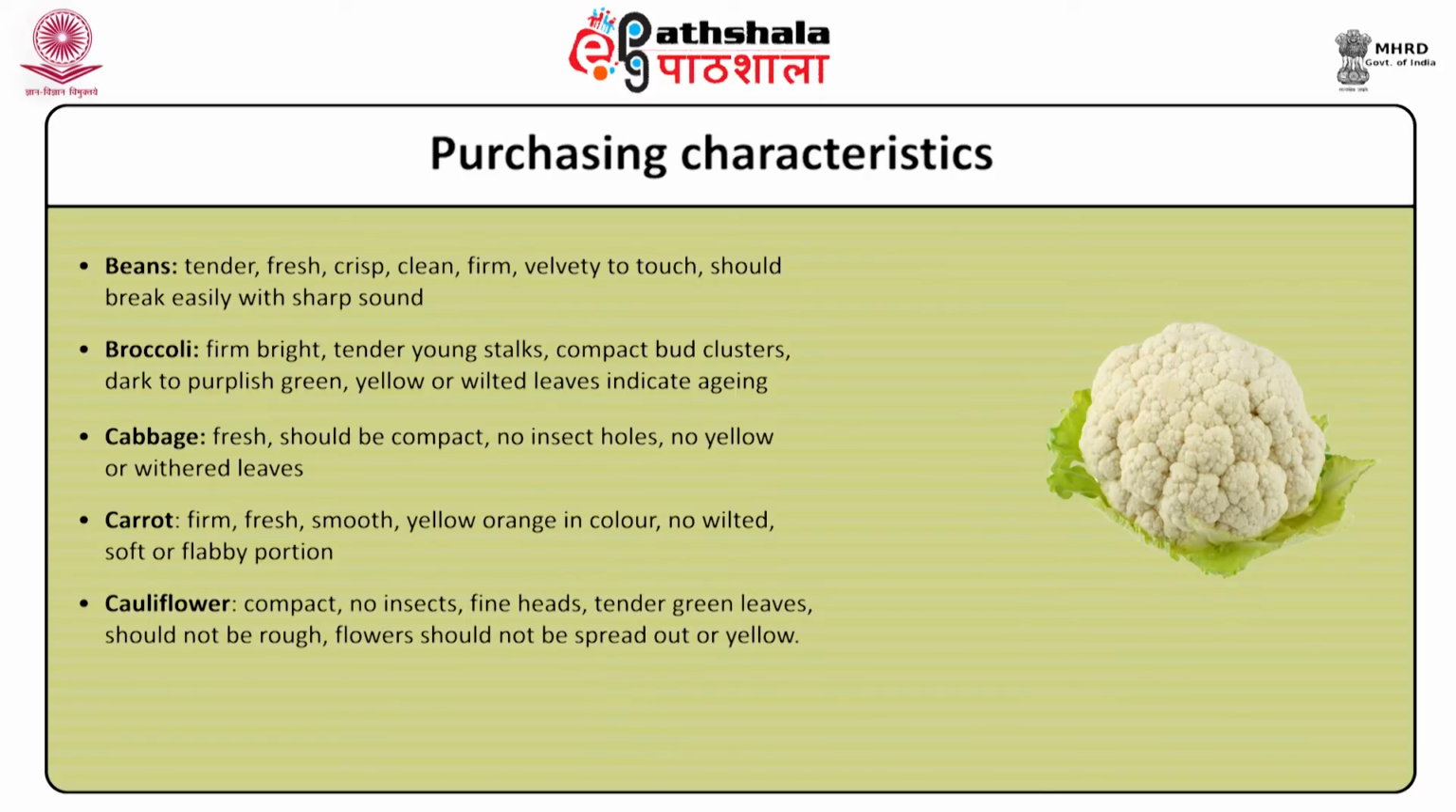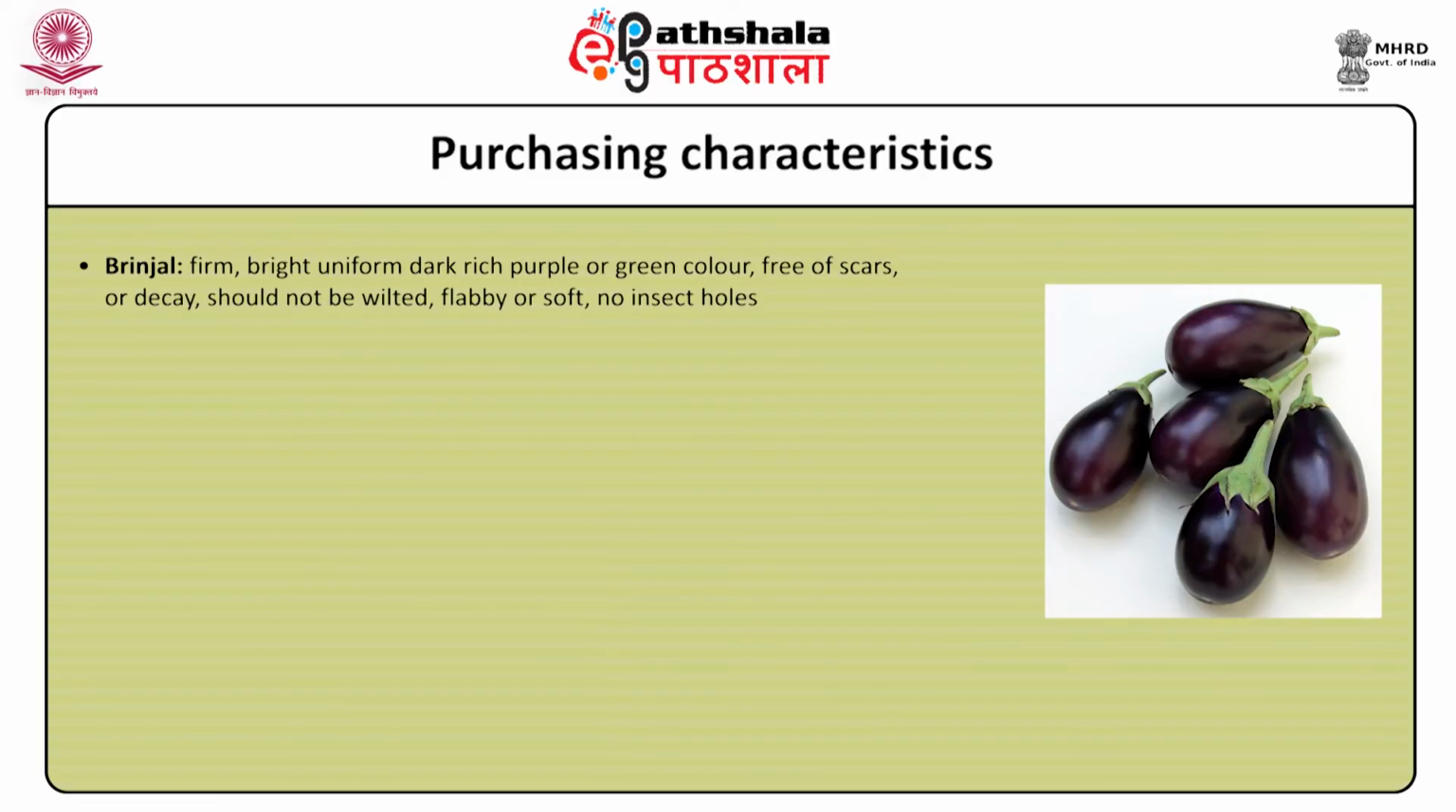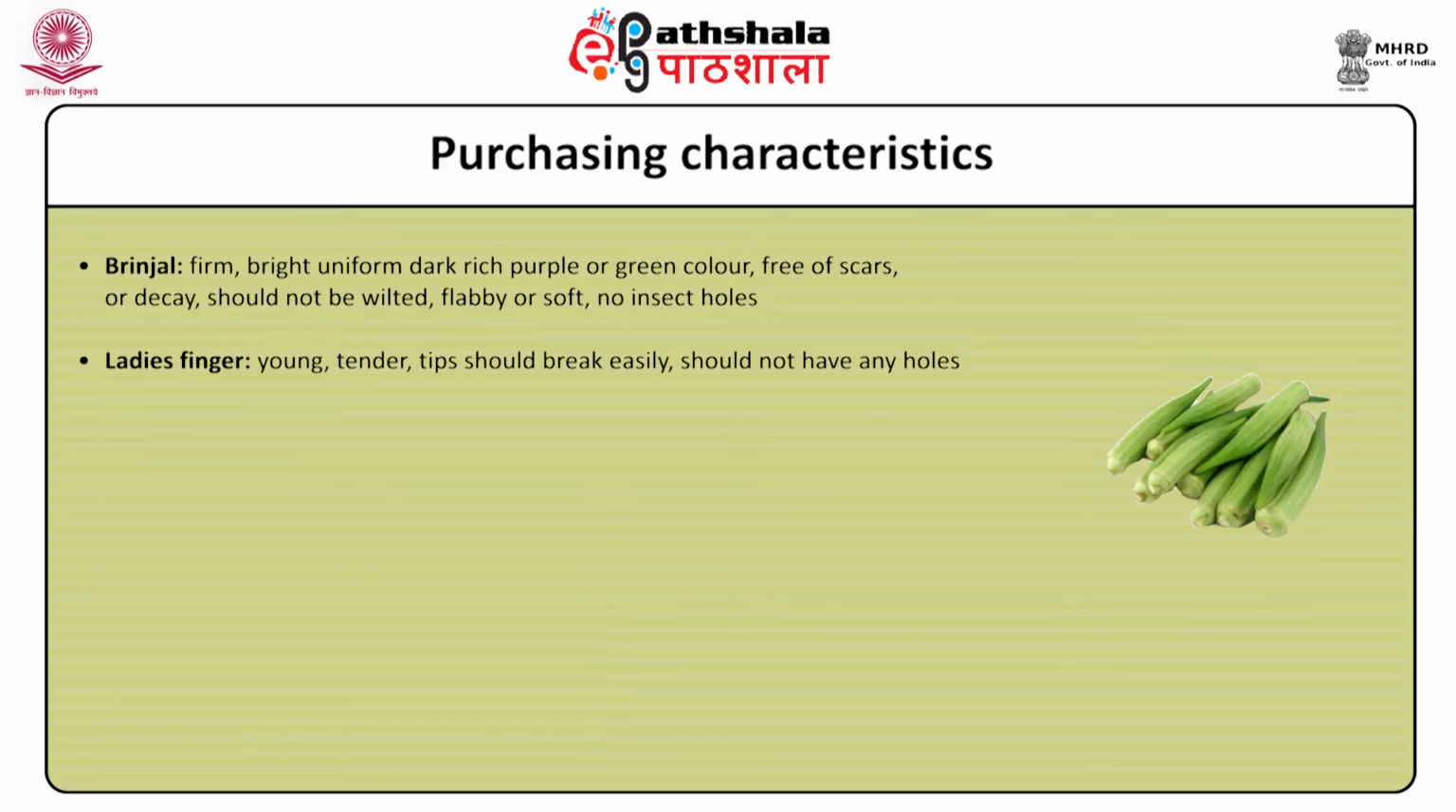Cauliflower, compact, no insects, fine heads, tender green leaves, should not be rough, flowers should not be spread out or yellow. Celery, white or green, medium length, crisp, solid, brittle stalks. Brinjal, firm, bright, uniform, dark, rich purple or green. Free of scars or decay, should not be wilted, flabby or soft and no insect holes. Lady's finger, young, tender, tips should break easily. It should not have any holes.